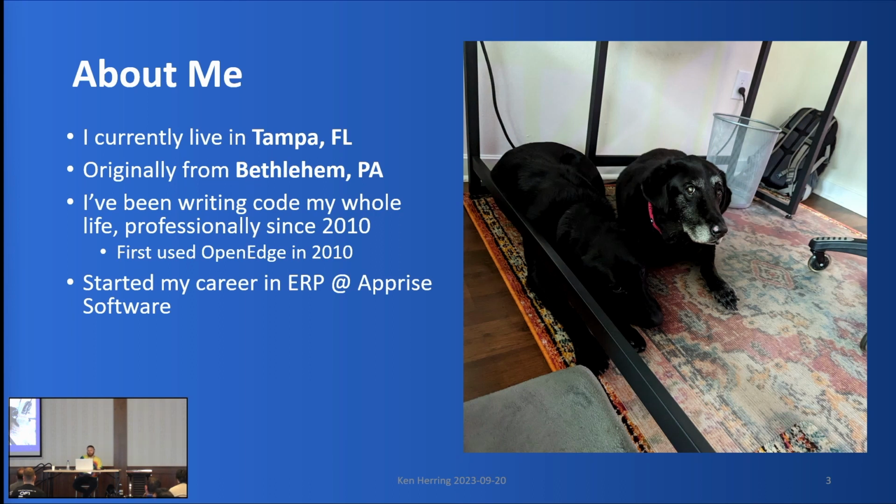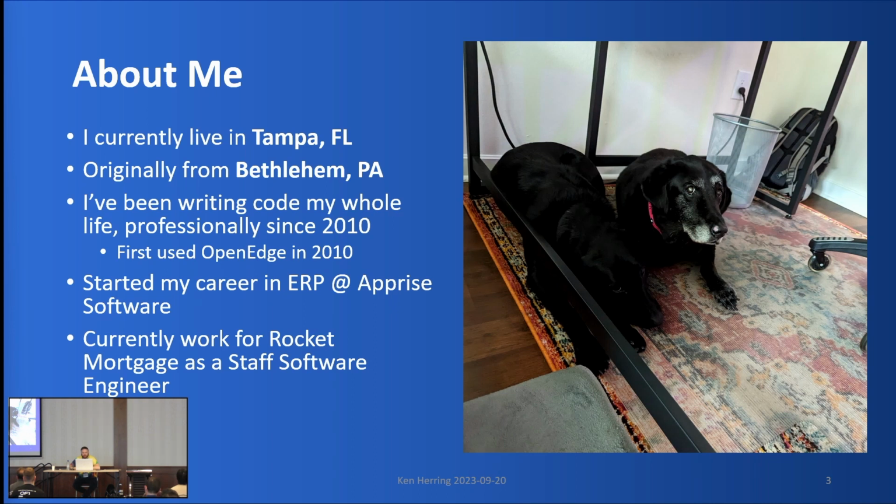Like some people in this room, I started my career in ERP at a little company called Apprise Software. About 5.5 years ago, I transitioned to the company I work for now, Rocket Mortgage. I'm currently there as a staff software engineer, and that's financial. We're in the financial industry instead of ERP. So while it's wildly different types of transactions, at the end of the day, it's still transactional type software. There is a lot of overlap between the two. And those are the two dogs, Maya and Lily.